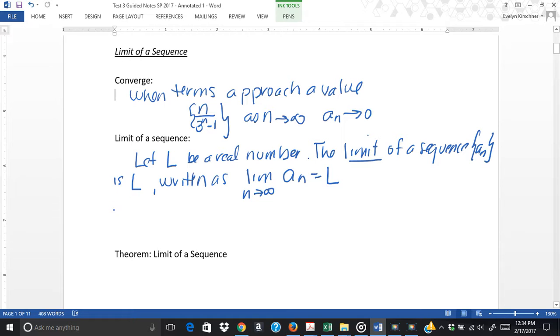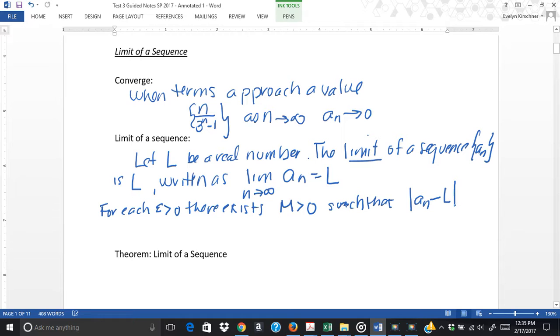And then we also have to say that for each epsilon greater than 0, there exists some m also greater than 0, such that the absolute difference between the nth term and my limit is less than epsilon whenever my n is bigger than that number m. So it has to be significantly large.